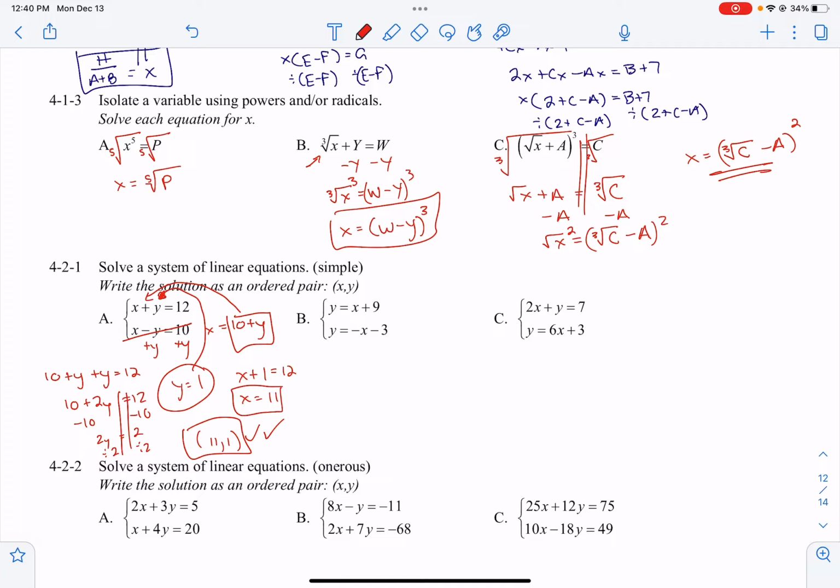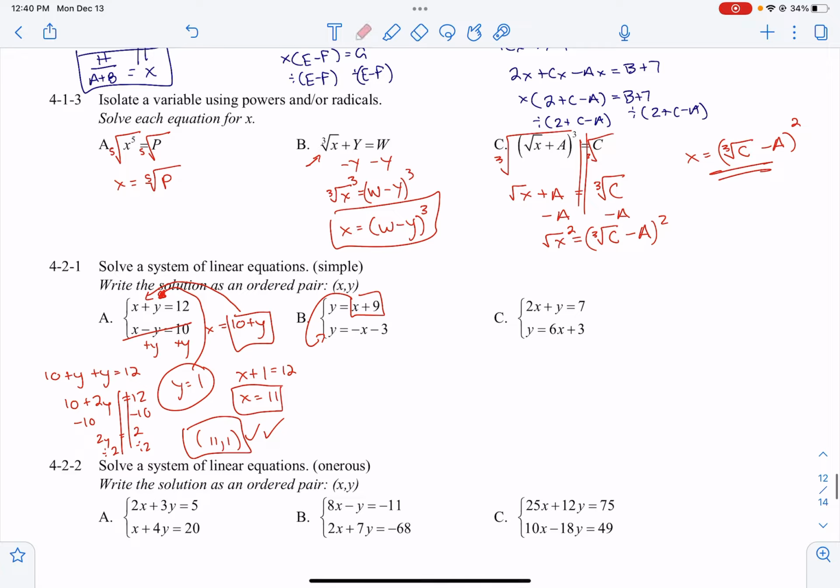Okay, part B is a little bit easier because it's already set up as y equals. So I'm going to take this x plus 9 and I'm going to plug it in right there. So I get x plus, let me change colors here so we don't mix these two problems together. x plus 9 equals negative x minus 3.